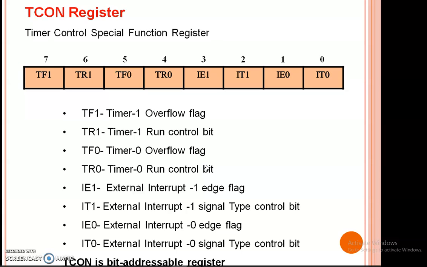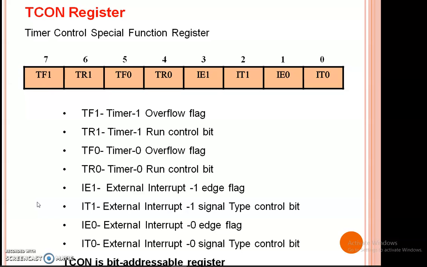Next, the bits IE0 and IT0. These two bits are related to the INT0 pin. Whatever external device you connected to the INT0 pin can send an interrupt to the microcontroller. Whenever an interrupt is generated by that device, IE0 will become 1 automatically. Like this, the microcontroller can see whether interrupts are generated by external devices or not.